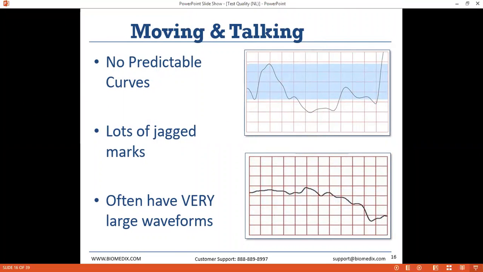No section of our webinar would be complete unless we had a slide about what it looks like when the patient's moving. You'll often see waveforms of vastly different sizes. Things will go up or down for no reason. You'll get jagged lines, very tiny waveforms, very large waveforms. Honestly, I can't tell exactly. In the top, for example, it looks like we may have one larger waveform on the left-hand side with maybe a dicrotic notch, and then a very small one on the right-hand side. But because the patient's moving, I can't tell what these waveforms look like.